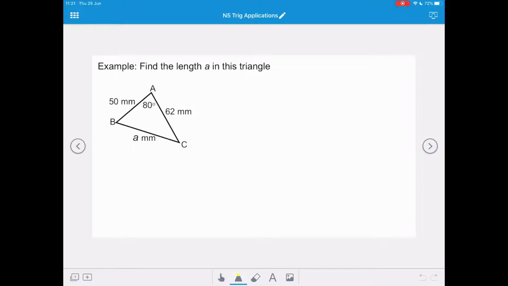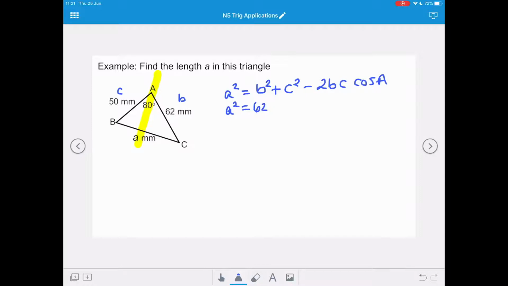So in this example, we want to find the length of A in this triangle ABC shown in the diagram. We can see that the missing side A is opposite angle A, which is 80 degrees. So we're going to write out our cosine rule. a squared is going to equal b squared plus c squared minus 2 times b times c times the cosine of angle A. Now we know that a is our missing side, and we can annotate b as 62 and c as 50 millimeters.